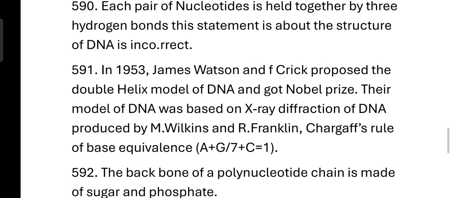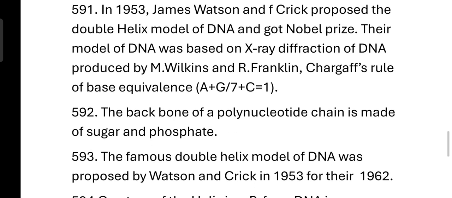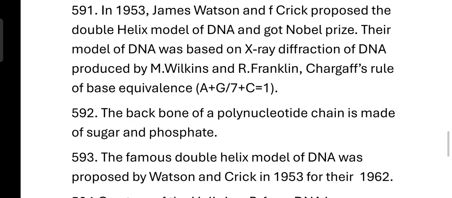In 1953, James Watson and F. Crick proposed the double helix model of DNA and got a Nobel Prize. Their model of DNA is based on X-ray diffraction of DNA produced by M. Wilkins and R. Franklin.